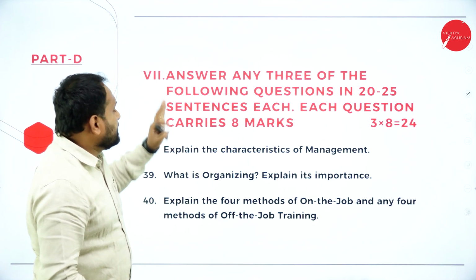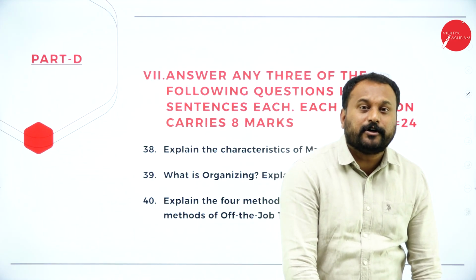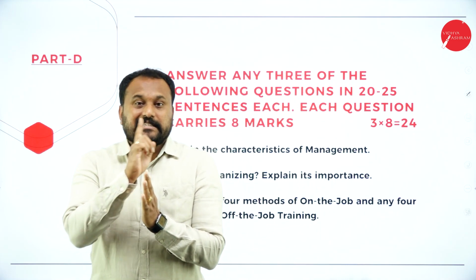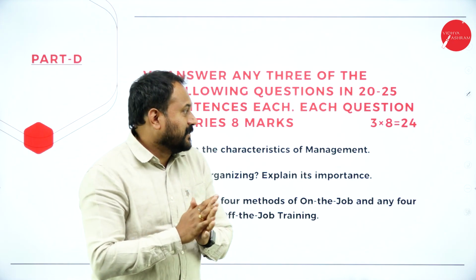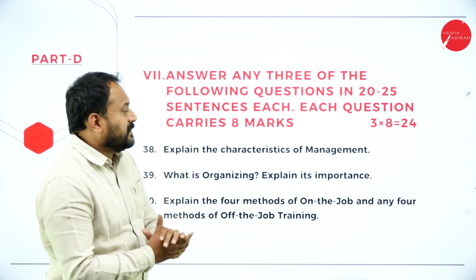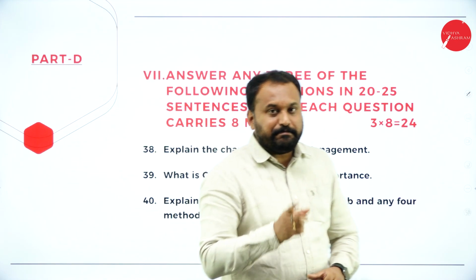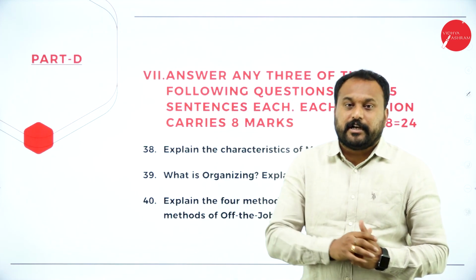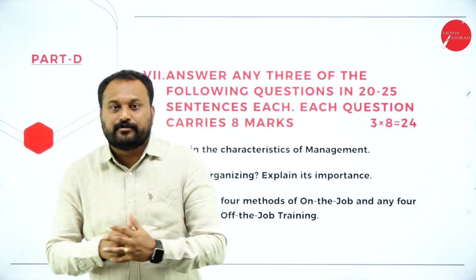Next one, the 7th main, that is section D. Now section D is all about 8 marks. This is like essay answers, EA, essay answer. Now explain the characteristics of management. Now what exactly should you do? The same way, meaning and then 7 characteristics of management you need to do. So 1 mark for the meaning and 7 characteristics you are supposed to write.